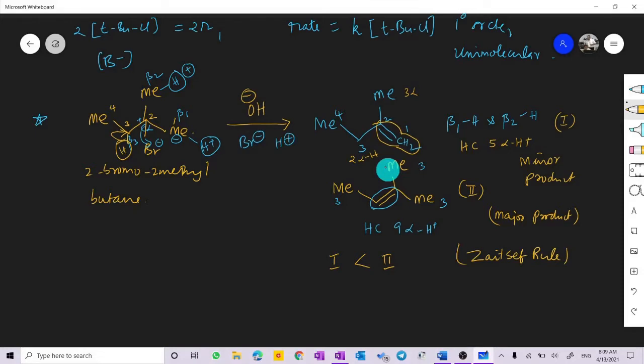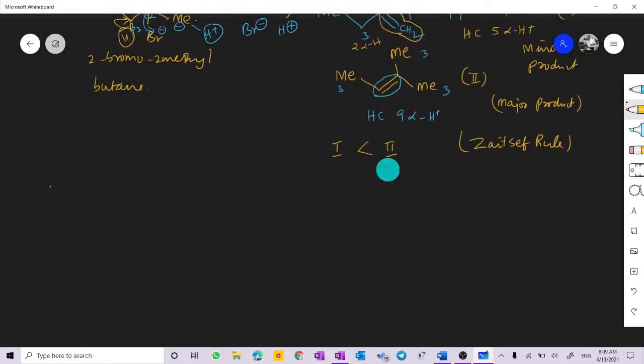And the next point here in the E1 mechanism: as in the first step of the SN1, we know that a carbocation is formed as an intermediate. Therefore, since the carbocation is formed, it can be attacked by the nucleophile or it can be attacked by a base. So if the nucleophile attacks, you get a substitution reaction. If the base attacks, it forms an elimination.